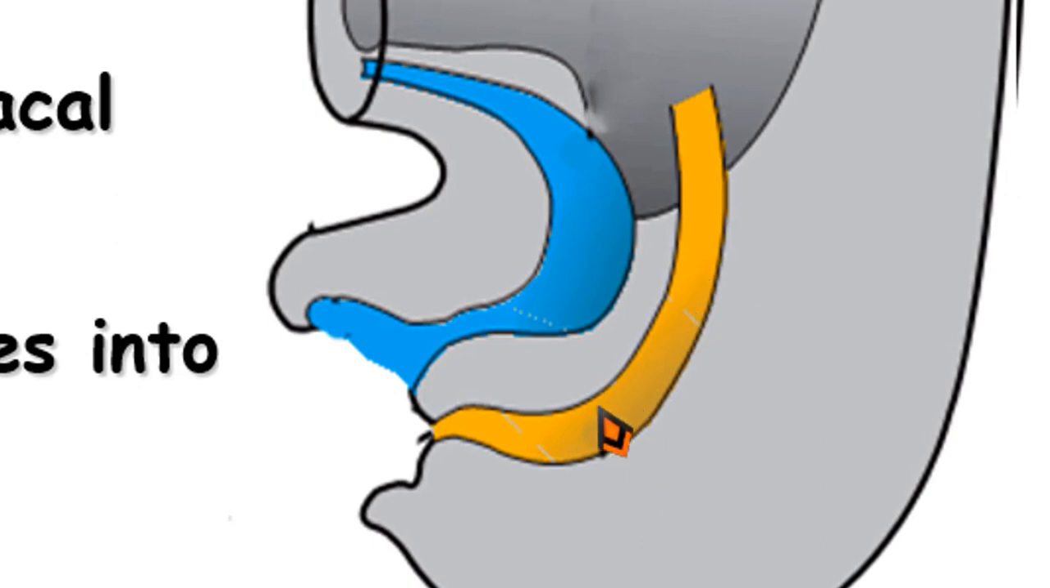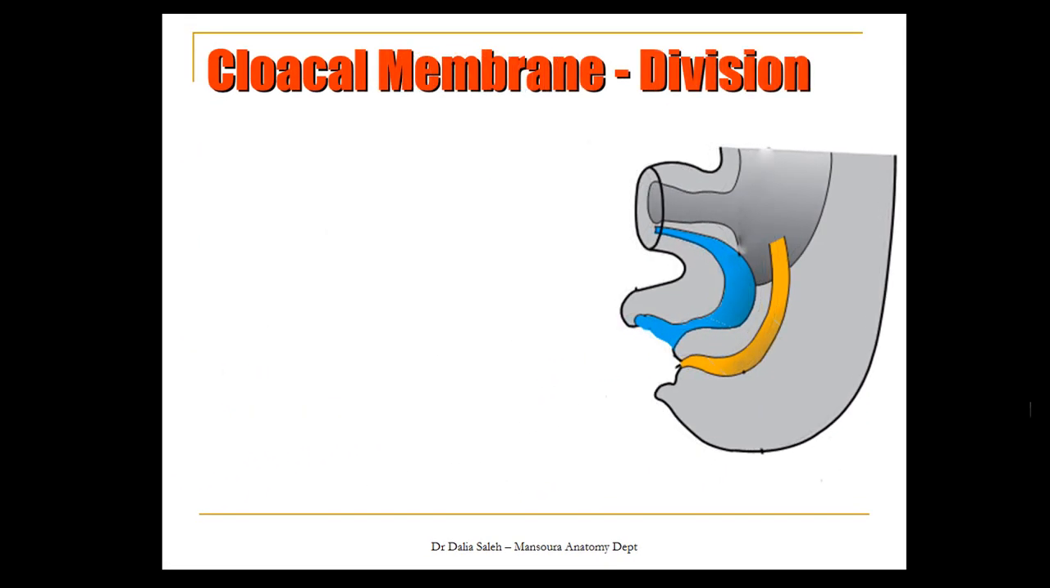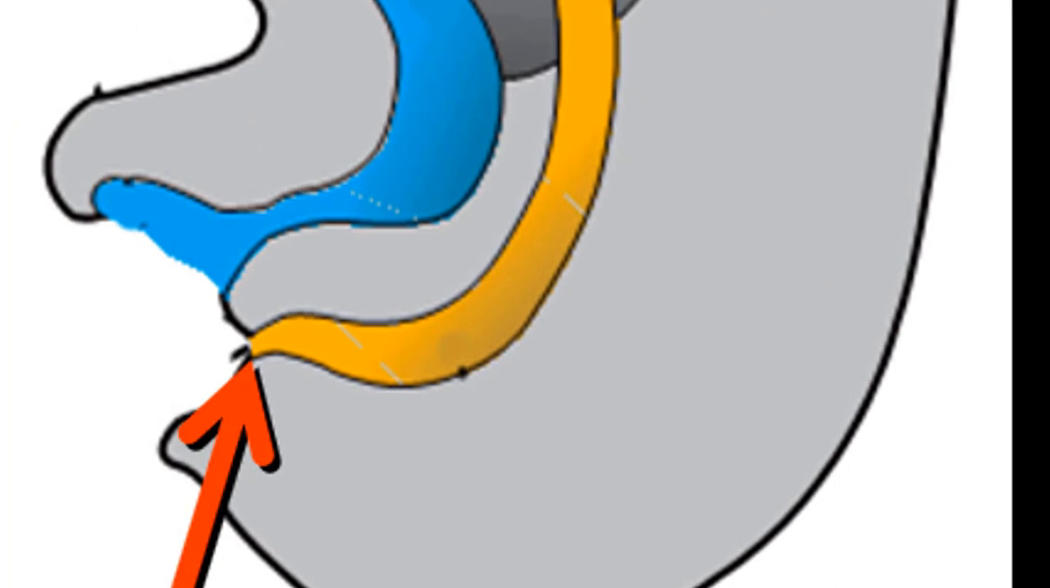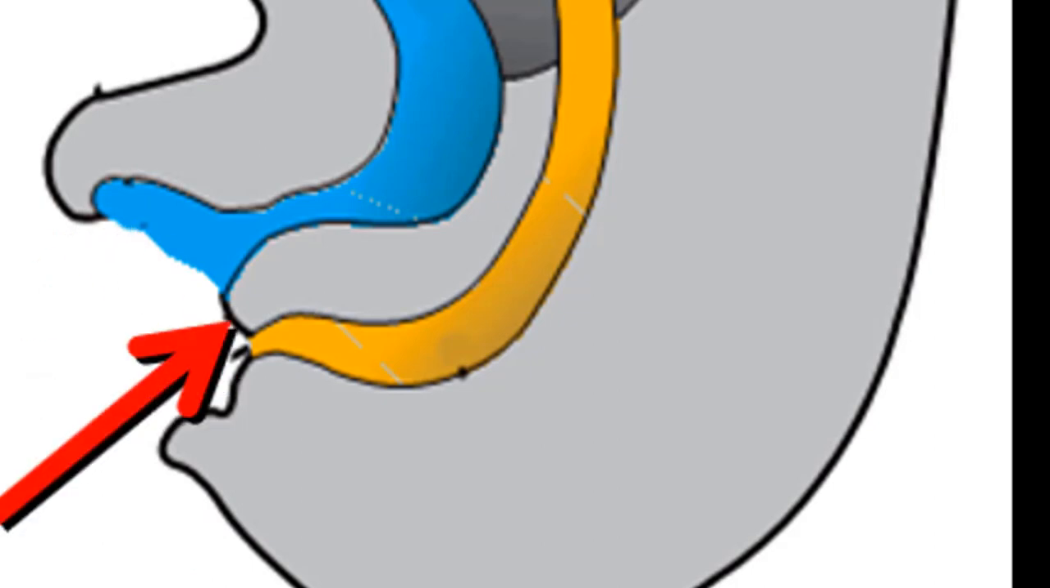Dorsally, the rectal canal, and ventrally the urogenital sinus. Also, the cloacal membrane divides into two parts: dorsally the anal membrane and ventrally the urogenital membrane. And the tip of the urorectal septum lies in between both of them and will form the perineal body.